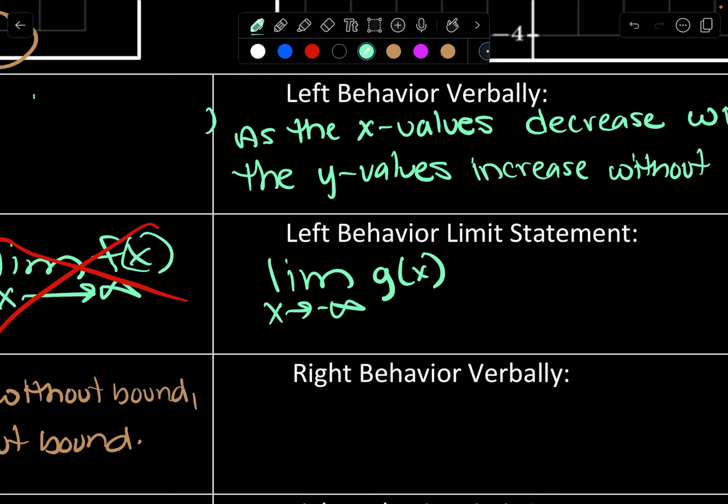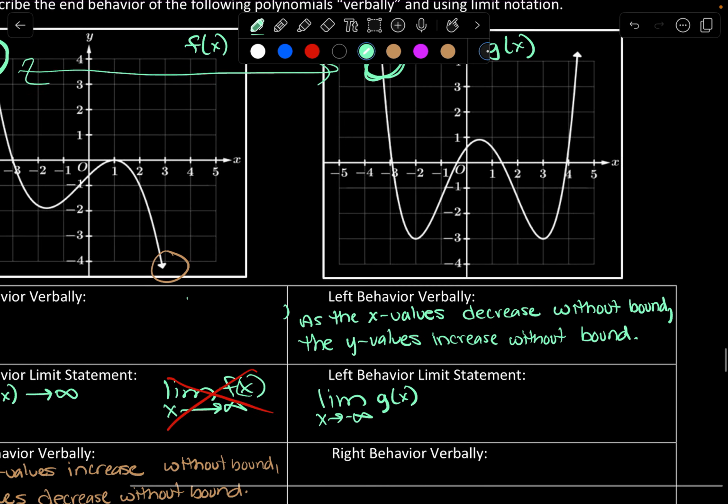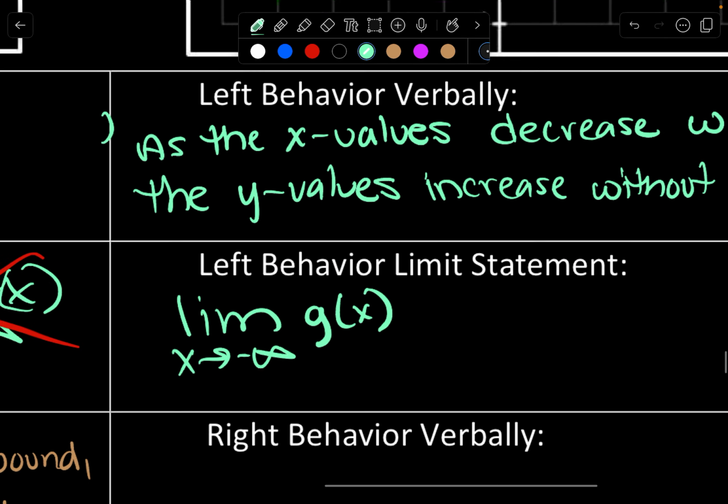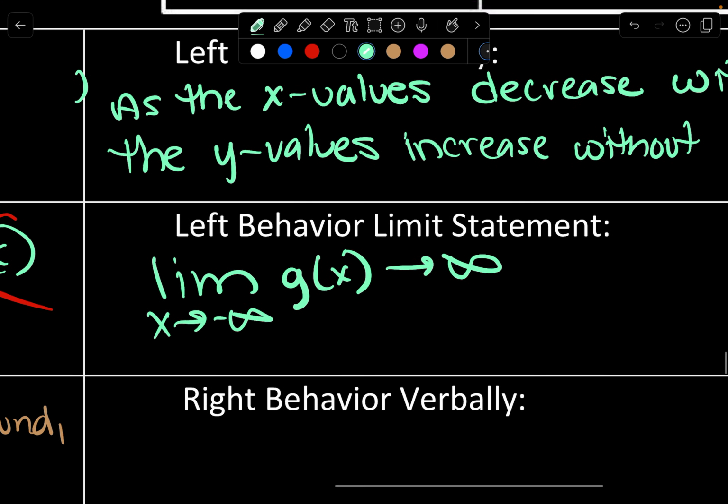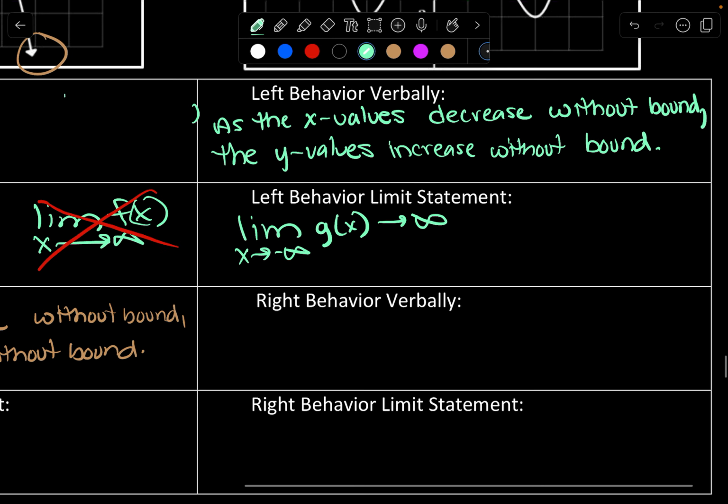Okay, so as the x values decrease without bound, the y values increase without bound. Okay, so same thing for this one. So the statement is actually going to be the same, but one thing does change. We're still approaching negative infinity, but instead of f of x, it is now g of x. All right, these limit statements are function specific, all right? So they all don't work for every single one. You have to tell me what function is this for, all right? And this is approaching infinity again because the y values are increasing without bound.